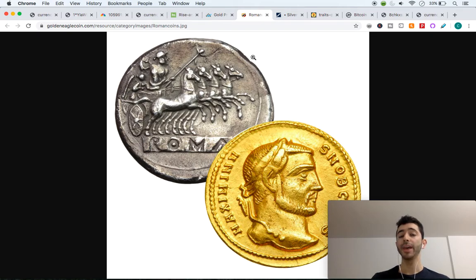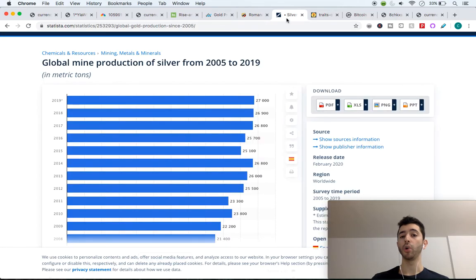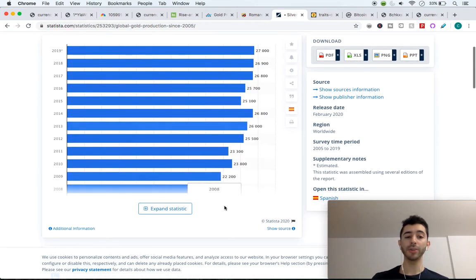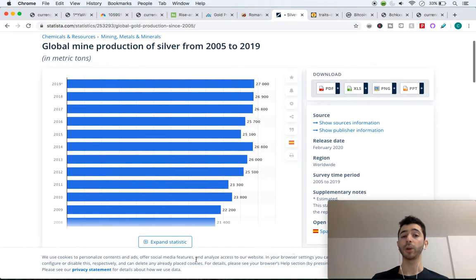value over time is because with technology over the years, we figured out ways to mine more silver. Just in 2008, we were able to mine worldwide 21,400 metric tons of silver. And with technology, now up in 2019, past year, we were able to mine 27,000 metric tons of silver. So as the supply increases, the rarity of silver decreases and it's no longer valuable.